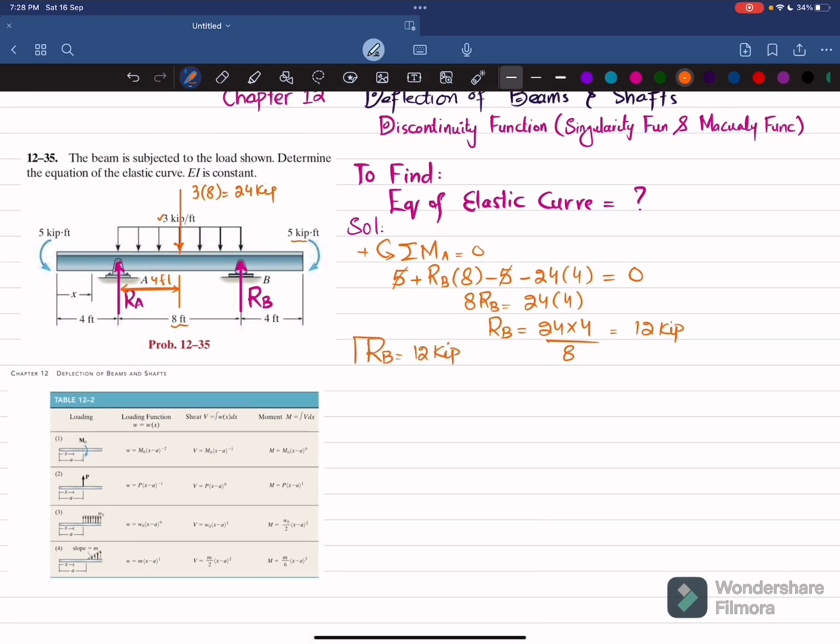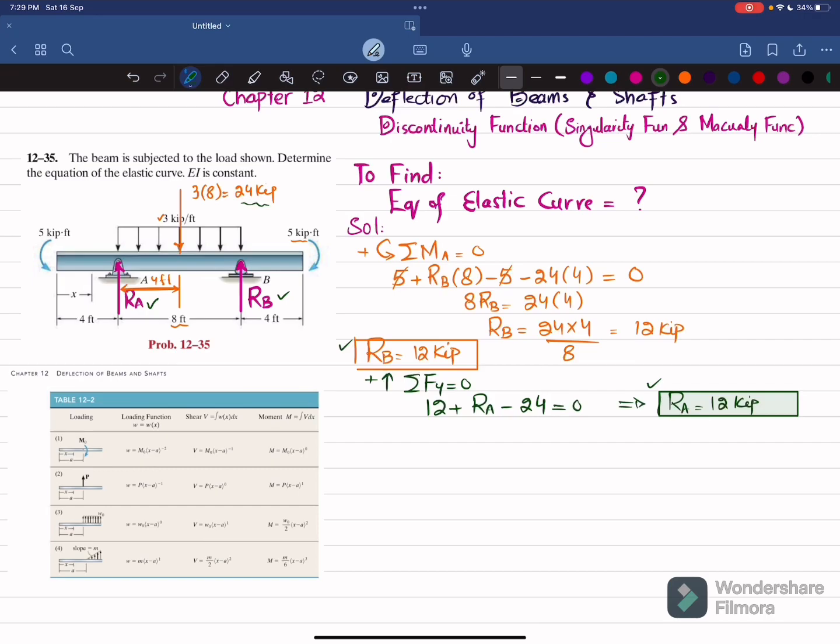Now we will find Ra. For Ra, we will use another equation of equilibrium: the sum of all forces along the y direction must be equal to 0, when upward force is taken as positive. So Ra is upward and Rb is upward. So Rb is 12 kips plus Ra minus this 24 kips. Their sum must be equal to 0. So from here you will get Ra is also equal to 12 kips. Okay, now we have Ra and Rb.